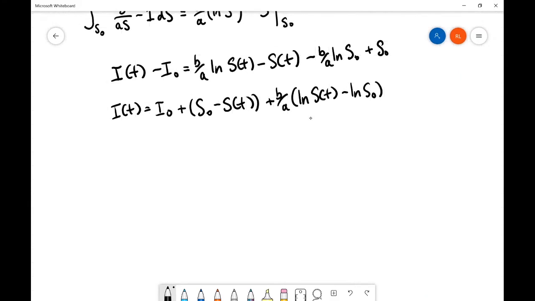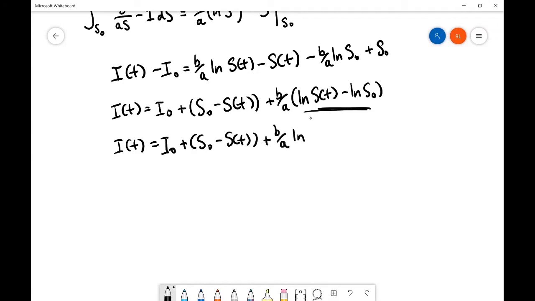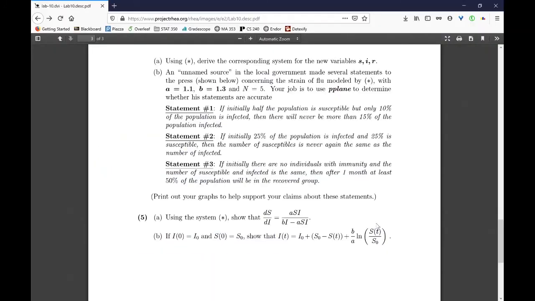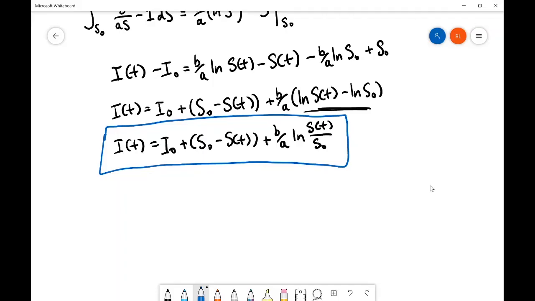And by log rules, we can actually simplify this even further. So I(t) is equal to I_0 plus S_0 minus S(t) plus b over a natural log of S(t) over S_0. And you should see that this final equation is in fact identical to what we need to show. So we have found our answer. And well, that should be the end of the lab.